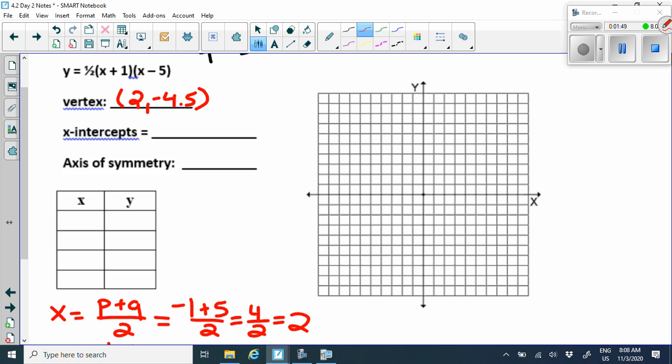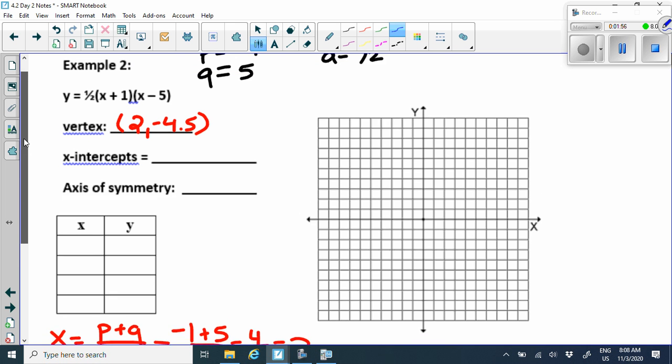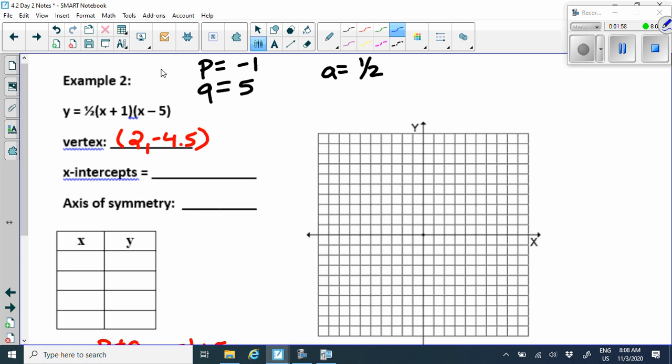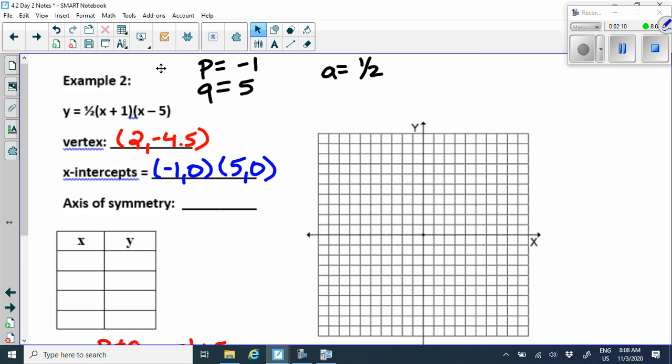Now our next thing is going to be the x-intercepts. Remember, we write these as ordered pairs. So we figured out our p and q. So our p was -1, so we're going to have -1, 0. Because remember, p and q are the x values, okay? And then we have 5, 0. Now our next thing is going to be the axis of symmetry. That's going to be x equals whatever the x value of the vertex is, which in this case is 2.